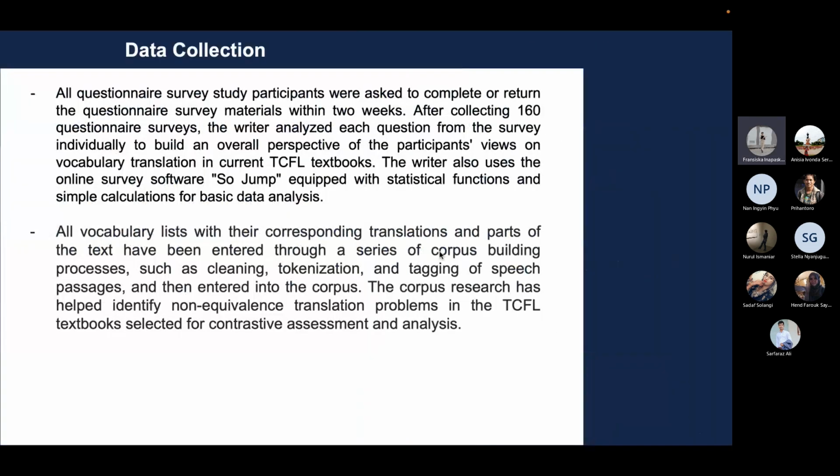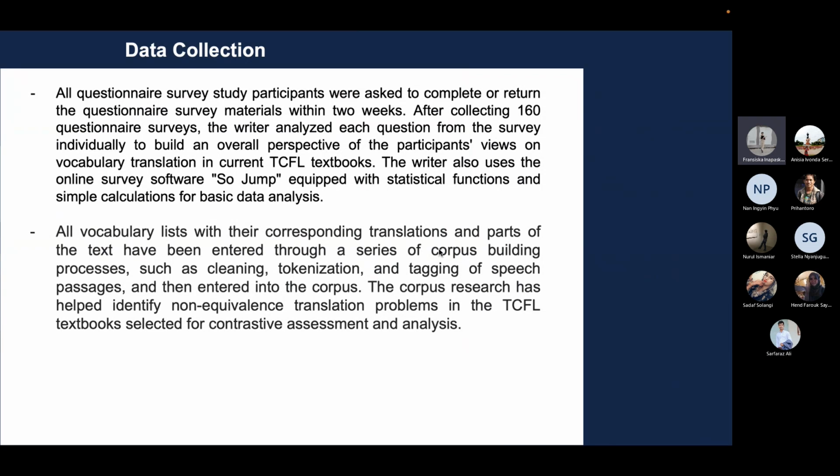So from the data collection here, all questionnaire survey study participants were asked to complete and return the questionnaire survey materials within 2 weeks. After collecting 160 questionnaire surveys, the writer analyzed each question from the survey individually to build an overall perspective of the participants' views on vocabulary translation in current TCFL textbooks.